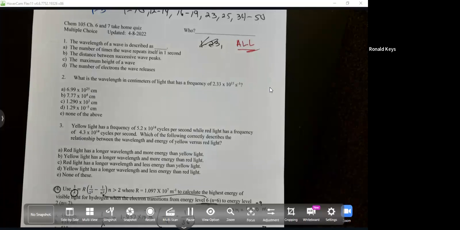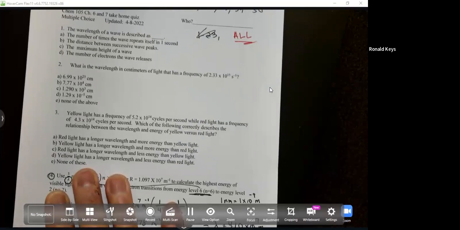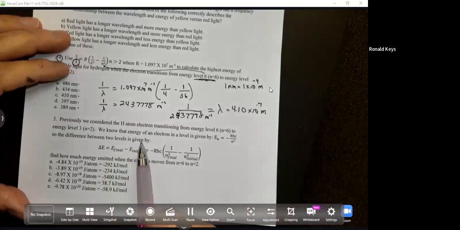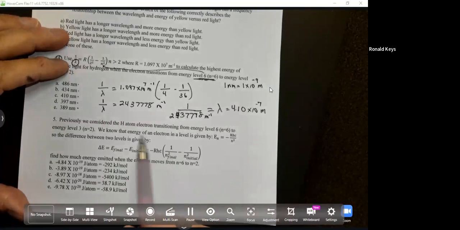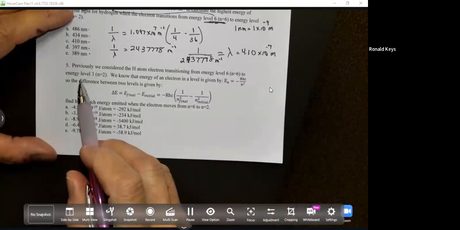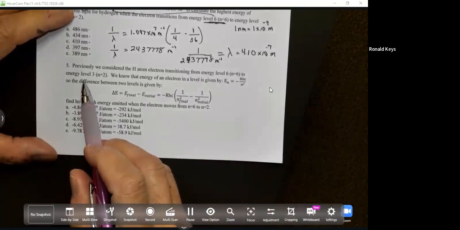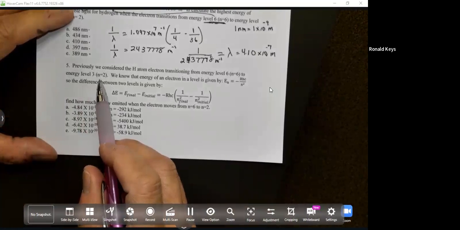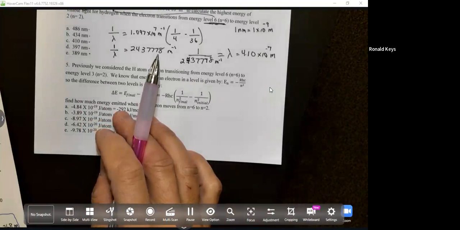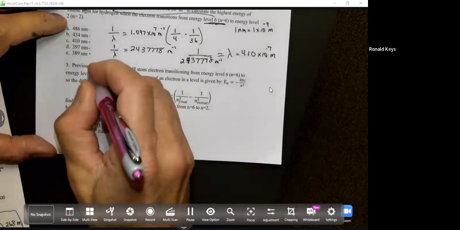Let's finish this off here. So we're going to look at quiz question 5. We're going to look at hydrogen's electron transitioning from energy level 6 to energy level 3. And it says n equals 2. Why is that not n equals 3? Do I have that messed up? Yeah, this should be a 2.